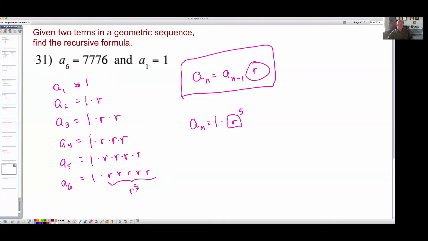So if I know that 7776 is equal to r to the fifth, how do you find r? You solve it out. I'm going to take the fifth root. Is that what you said, to take the fifth root? Yeah, if you take the fifth root of it, you get r is equal to 6. So my formula is a sub n is equal to a sub n minus 1 times 6. That's the recursive form.